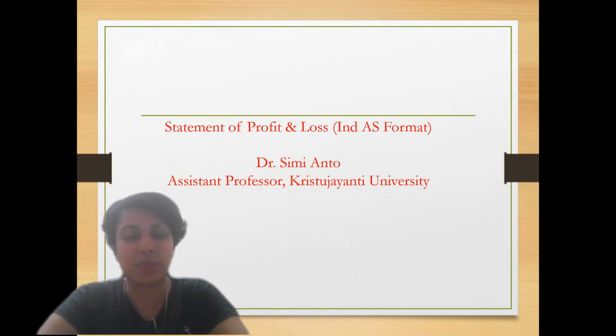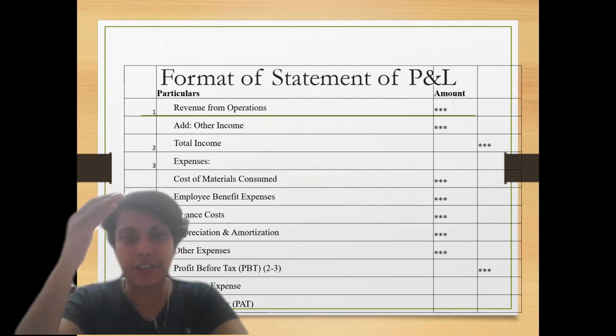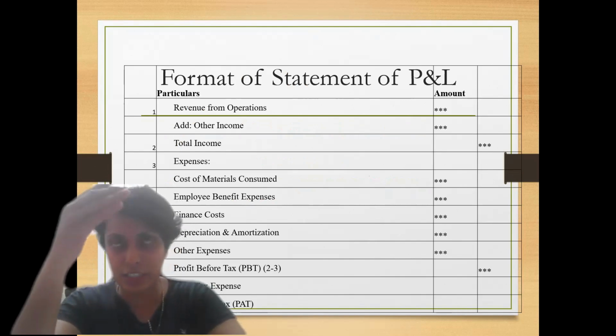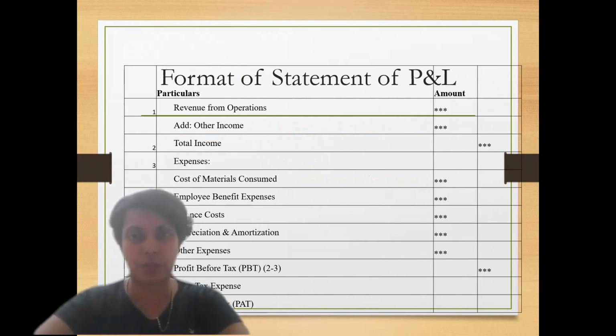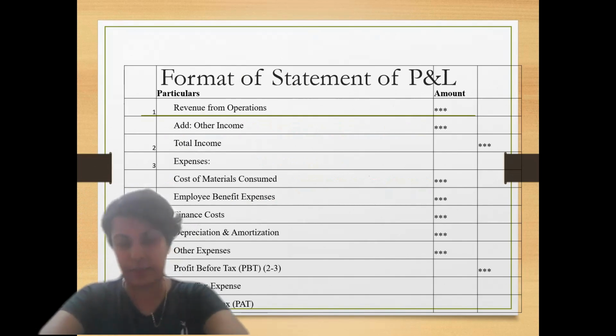Today we will be discussing the statement of profit and loss account according to the Ind AS format. This is the format. According to Ind AS, we have revenue from operations first, that is income first, and then expenses coming up next. So the revenue from operations, that is the sales exactly. With the sales, we have to add the other incomes. Whatever incomes are coming, all the incomes we need to add here.